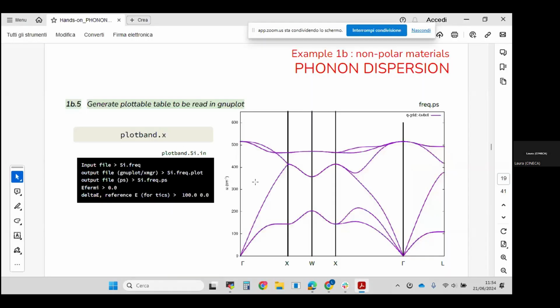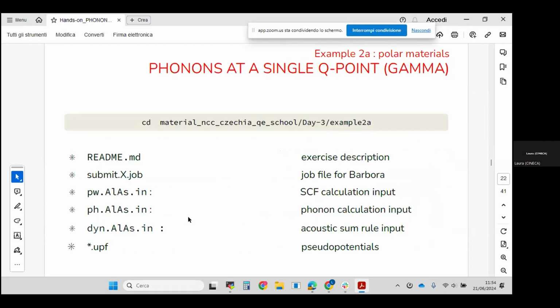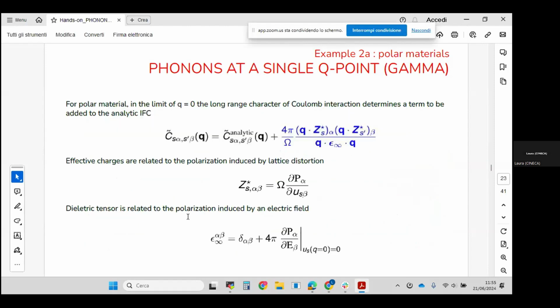Okay, so I see that you are doing the exercise. You got the phonon dispersion. So now we can see how to do similar exercises, but for polar materials. At this point, let's start with the calculation of phonon frequencies at gamma. In a polar material, we need to take into account this non-analytical term that arises in the interatomic force constants at Q at gamma. In particular, near gamma, this term, as you can see, can be computed if we know the effective charges and the electric field.